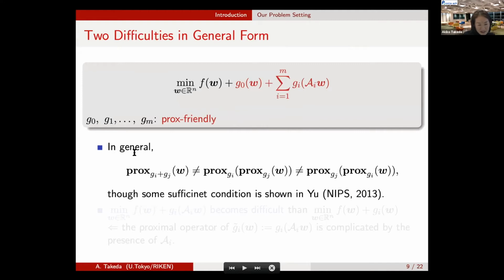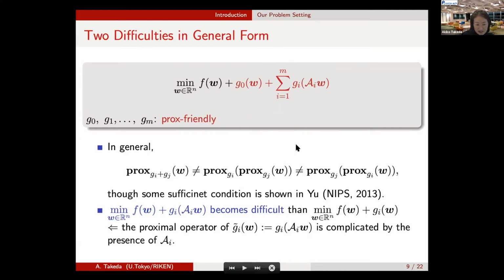In general, as I said, if we can compute the proximal operator for G0 plus G1 plus up to GM at the same time by sequentially applying the proximal operators, it's nice. If some sufficient condition holds, we can do it, but in general equality does not hold. So we cannot use this strategy. Even though each term is proximal friendly, altogether it's difficult to calculate a proximal operator for the whole red part. This is one reason why this problem is difficult.